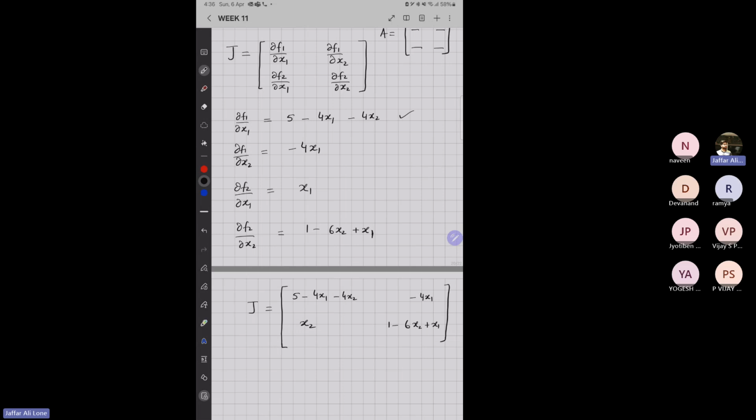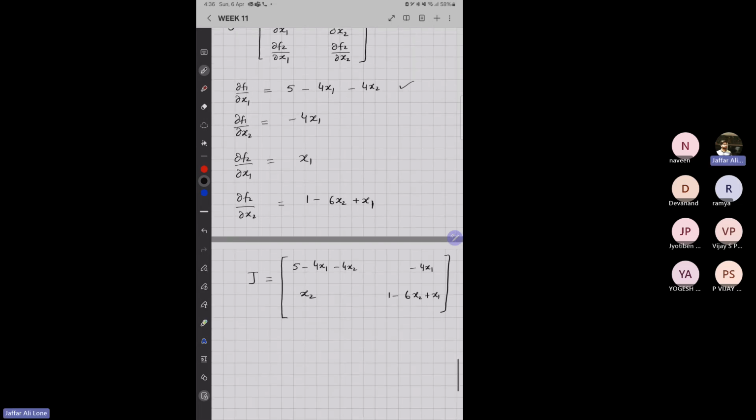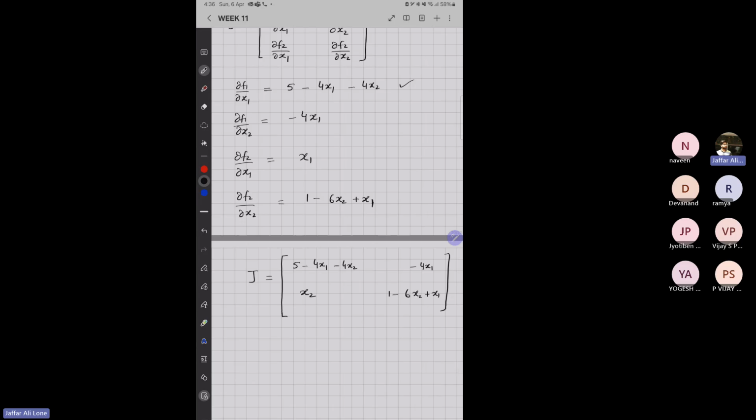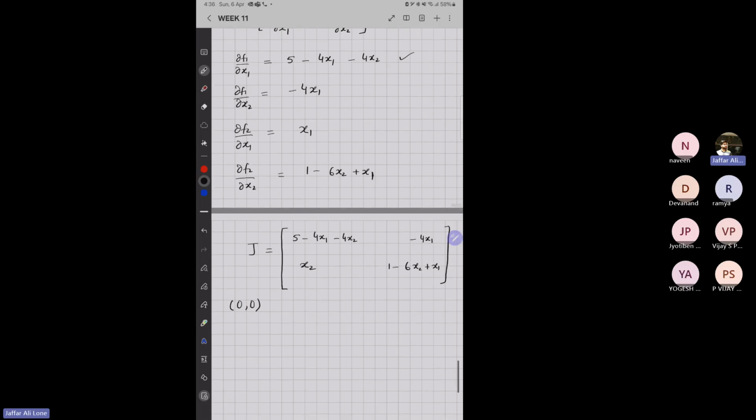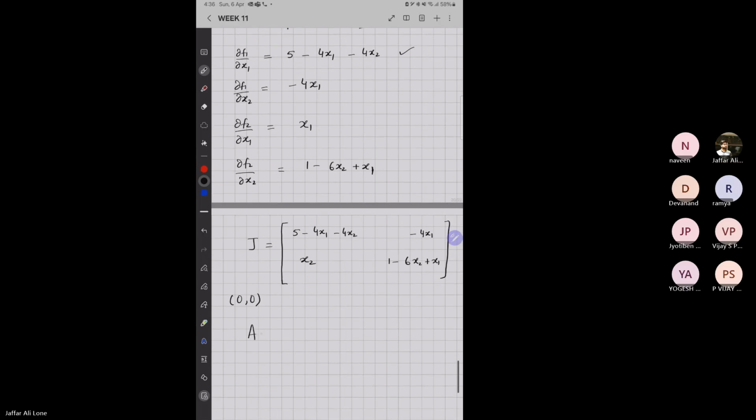Now I need to find the A matrix. I told you this linearization is performed at the equilibrium point. My first equilibrium point is 0, 0. When x1 is 0 and x2 is 0, what will be my A matrix? Let me name it A1. Just put 0, 0 here. So this will be 5, this will be 0, this will be 0, this will be 1. I just put 0, 0 for x1 and x2. So I got my A matrix.